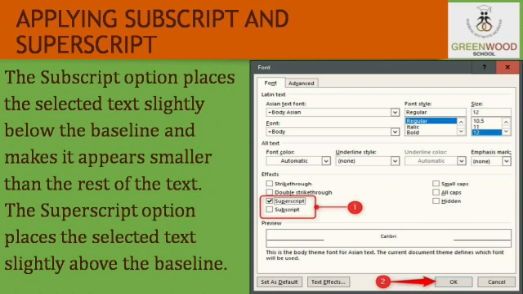Applying subscript and superscript. The subscript option places the selected text slightly below the baseline and makes it appear smaller than the rest of the text. The superscript option places the selected text slightly above the baseline.